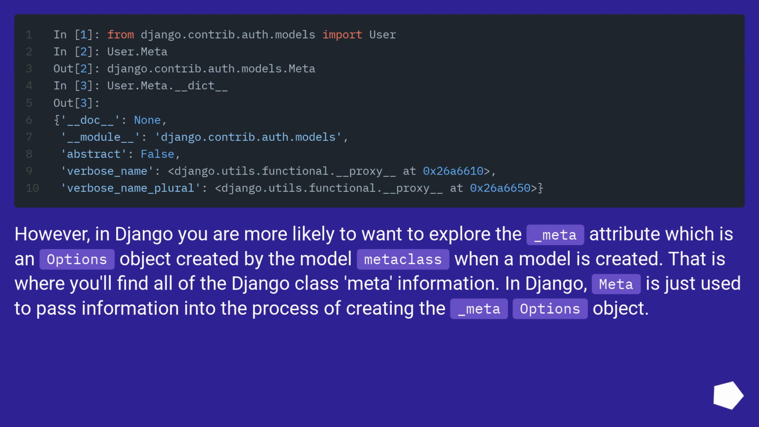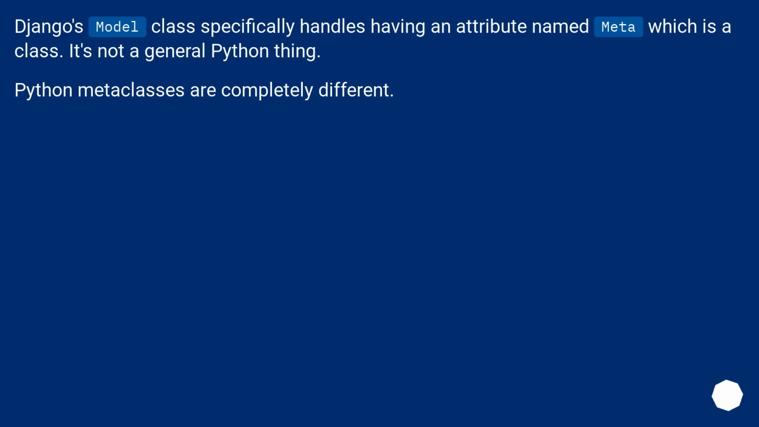However, in Django you are more likely to want to explore the underscore Meta attribute, which is an Options object created by the model metaclass when a model is created. That is where you'll find all of the Django class Meta information. In Django, Meta is just used to pass information into the process of creating the _meta Options object. Django's model class specifically handles having an attribute named Meta, which is a class. It's not a general Python thing. Python metaclasses are completely different.